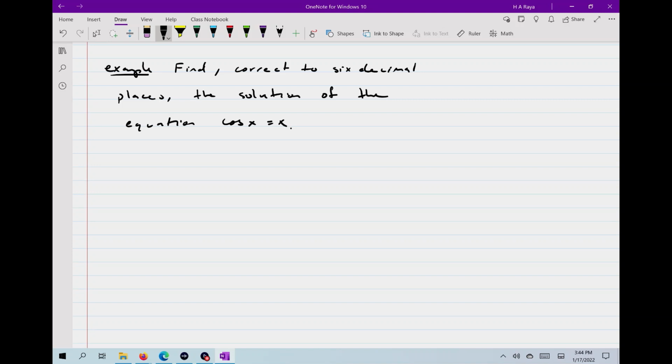Here we have an example that will use Newton's method to approximate the solution to an equation. Here we're asked to find, correct to 6 decimal places, the solution to the equation cosine x is equal to x. Now, a couple of things to notice. Here they don't give us a starting point. There's no x of 1 given.